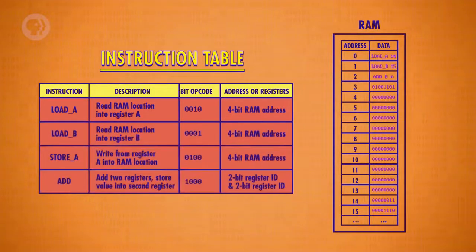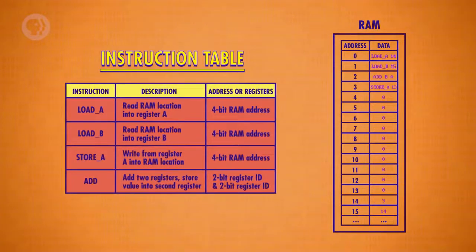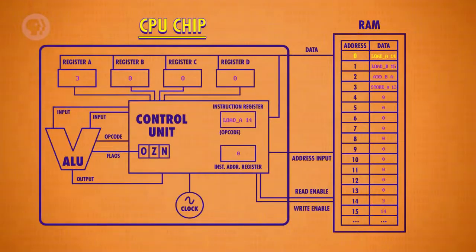And we can do the same thing for the rest of the data in memory. In this case, our program is just 4 instructions long and we've put some numbers into memory too. 3 and 14. So now let's step through this program. First is load A14, which takes the value in address 14, which is the number 3, and stores it into register A. Then we have a load B15 instruction, which takes the value in memory location 15, which was the number 14, and saves it into register B.